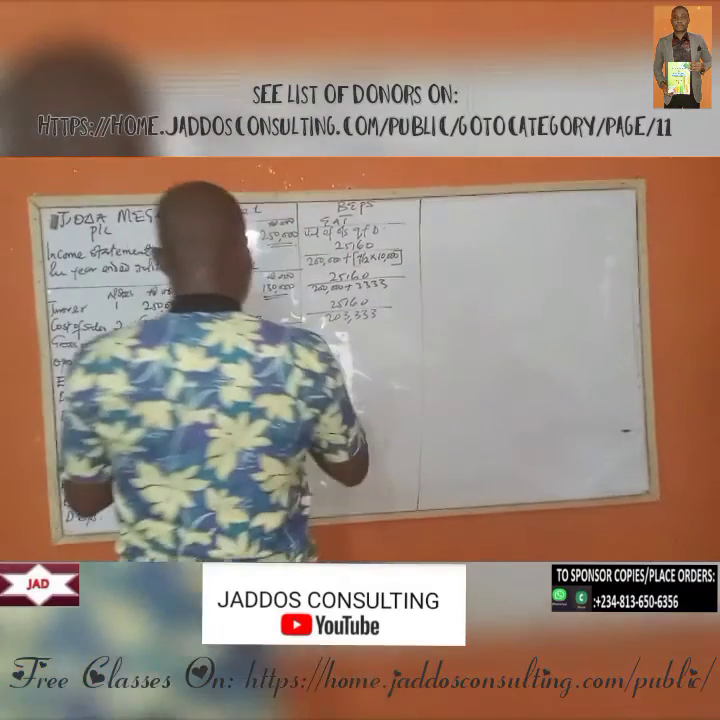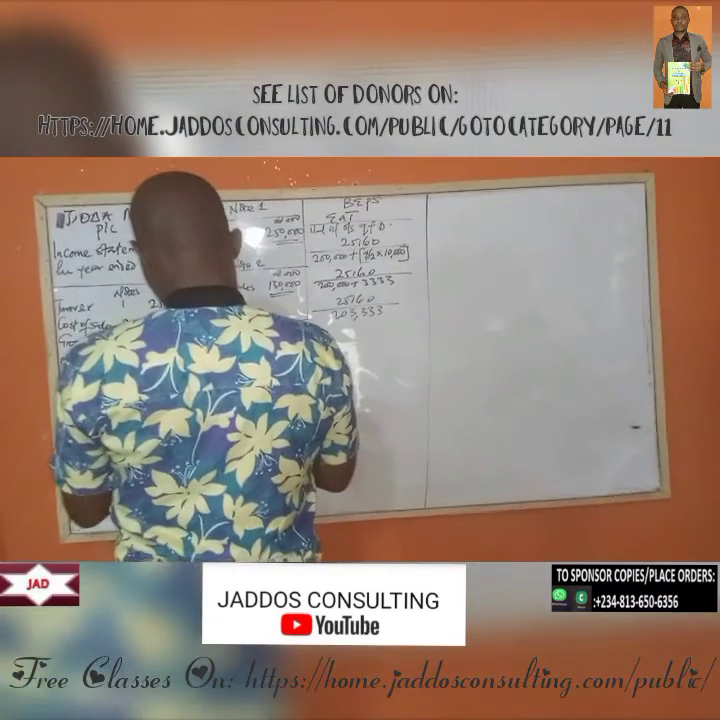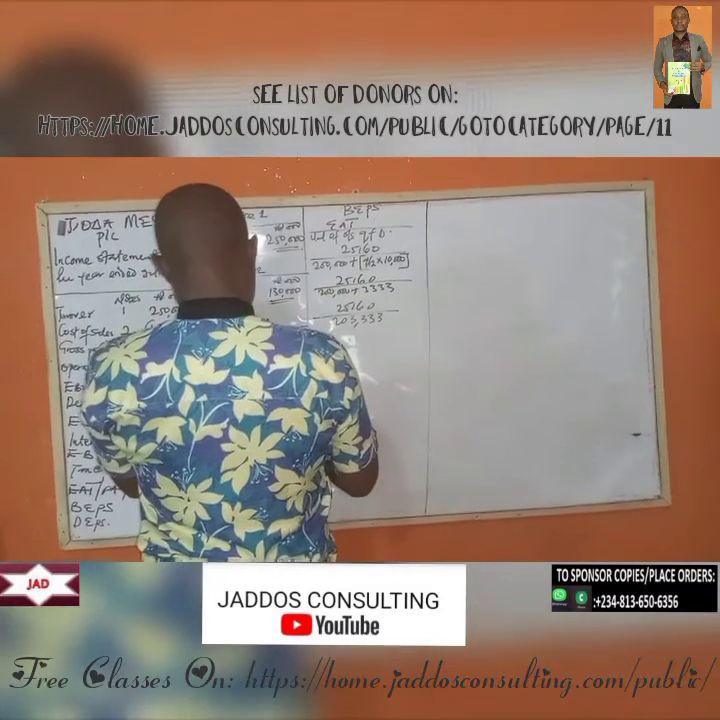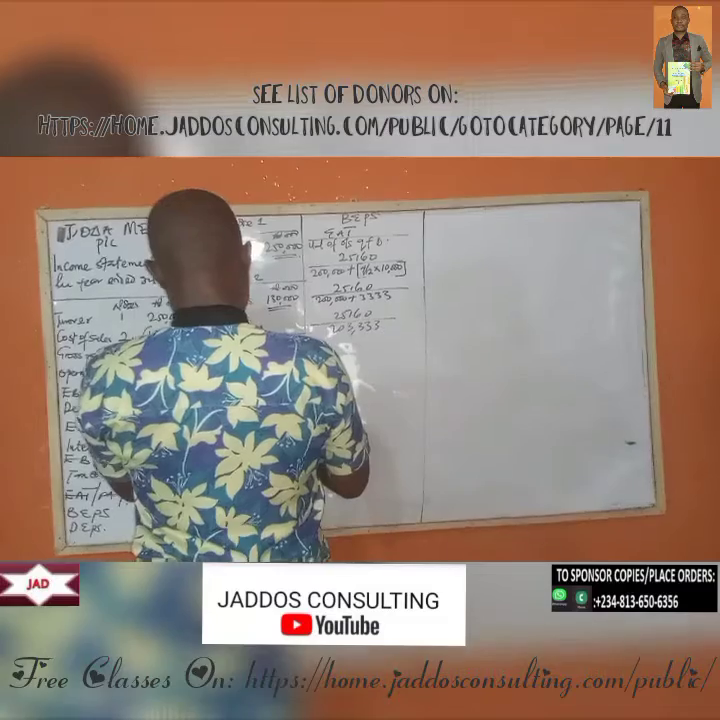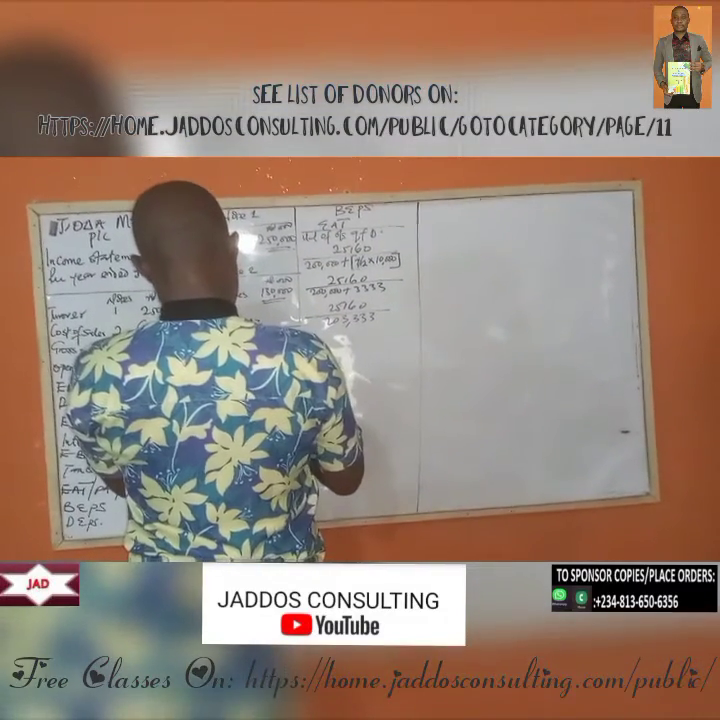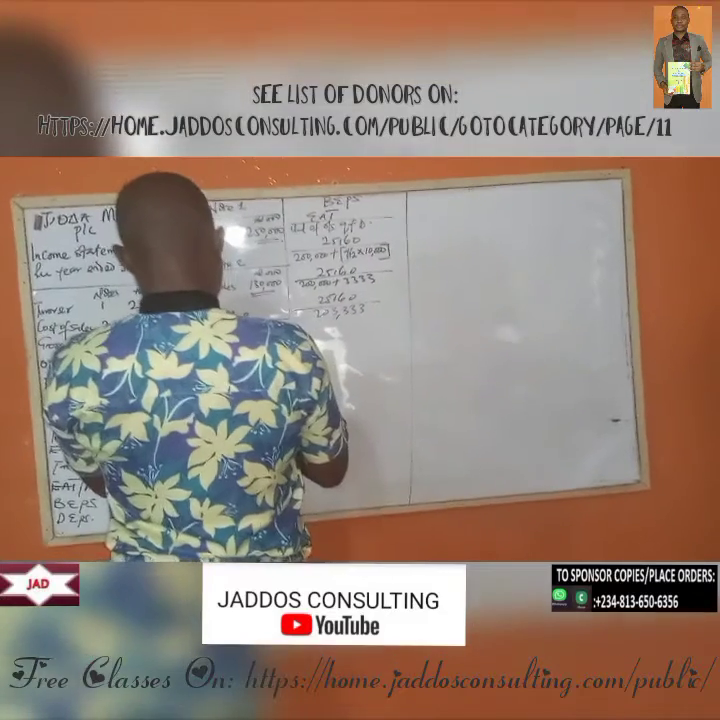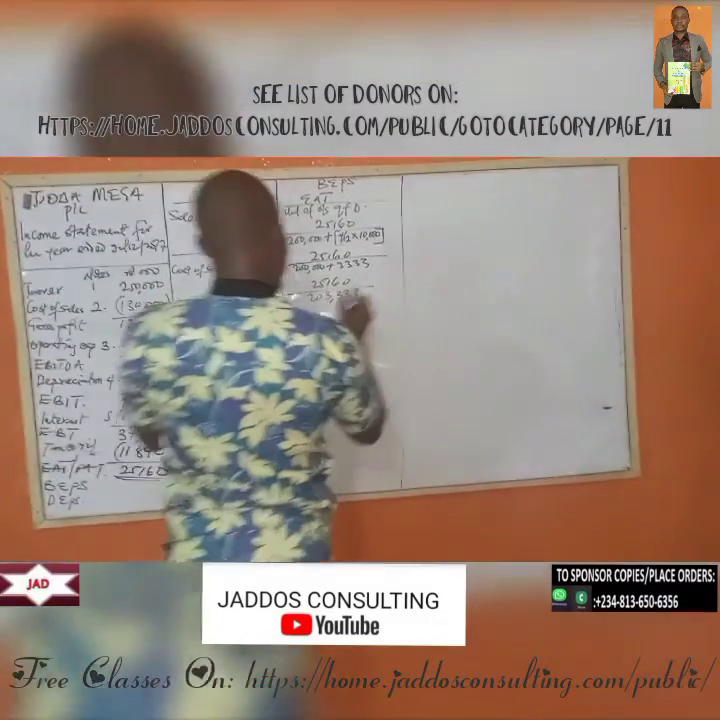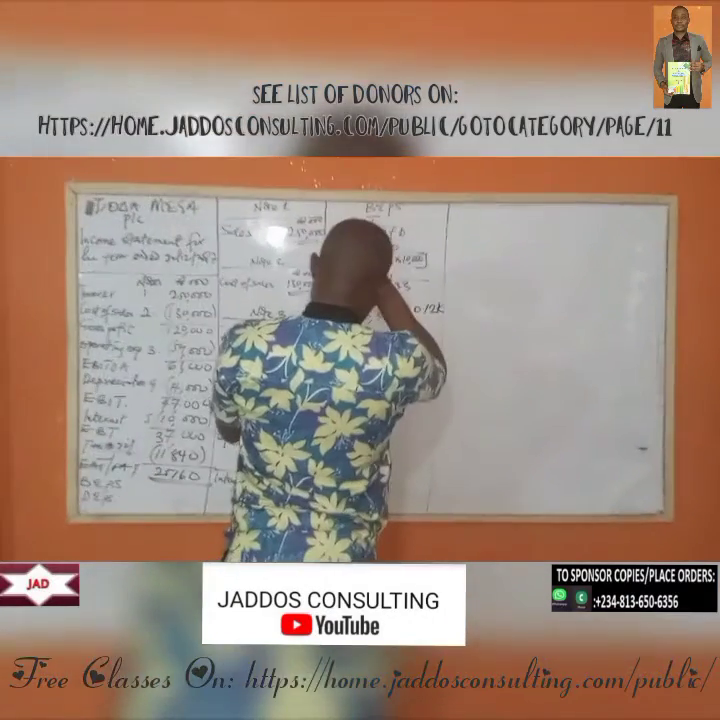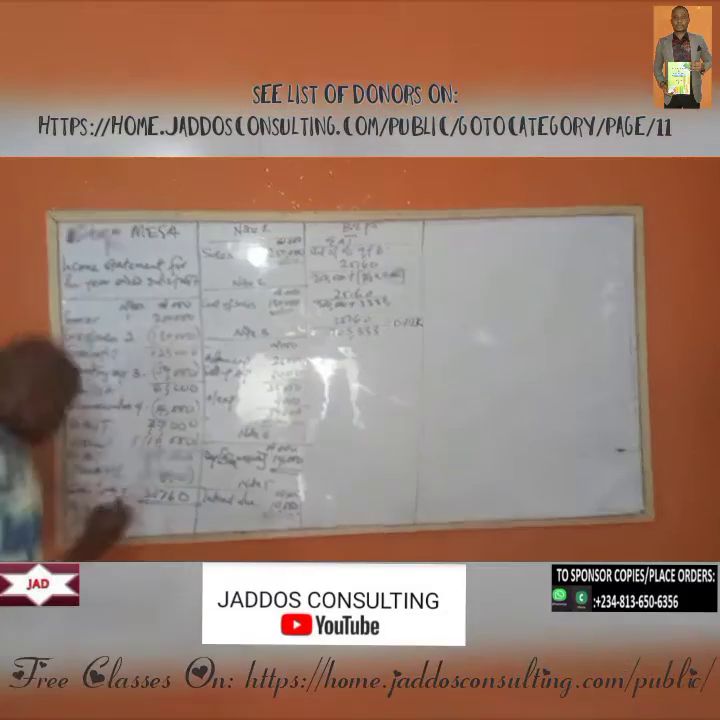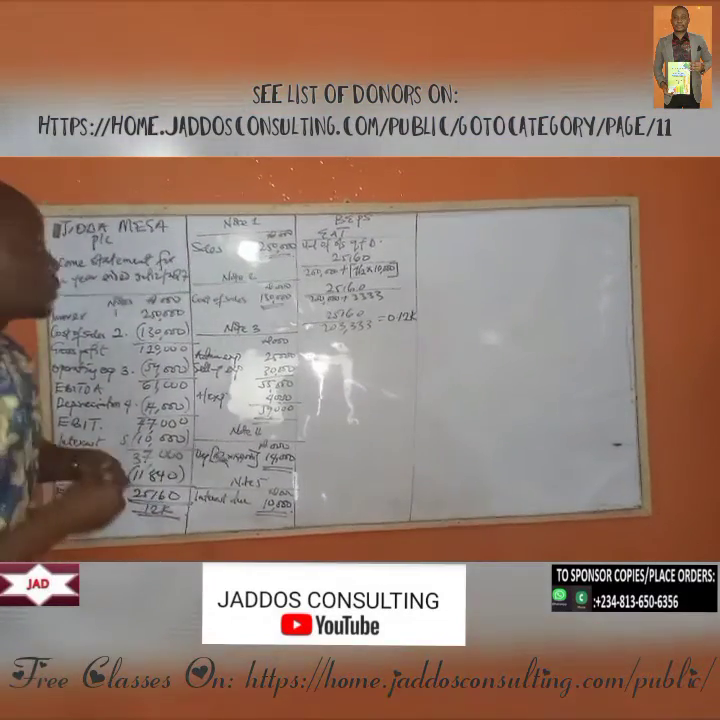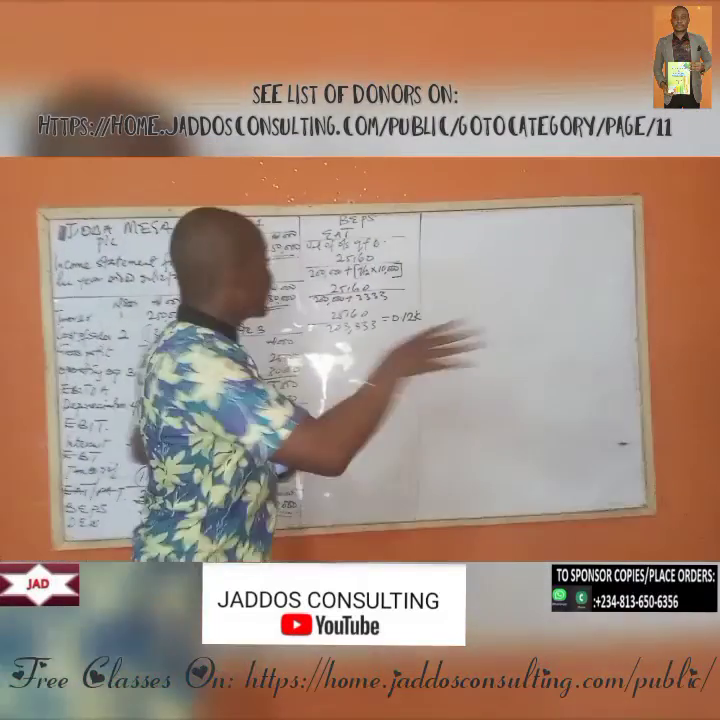So what do we now have? You can now say 25,160 divided by 203,333. So what do we have here? 0.12. So basic earnings per share will be 12 kobo.